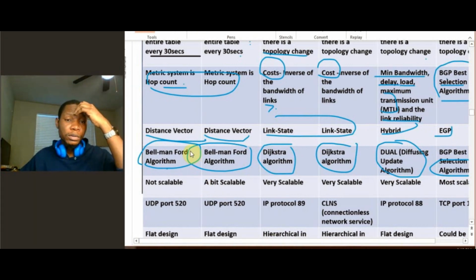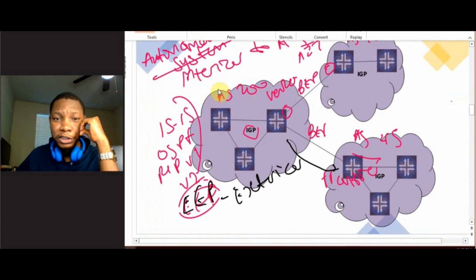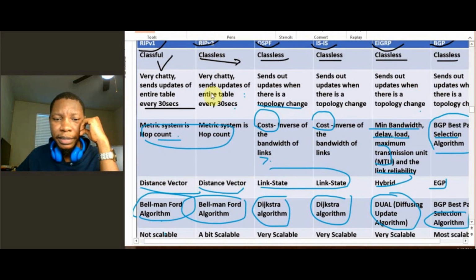Now, all these protocols, RIP is not so scalable. RIP version 2 was an enhancement of RIP version 1, so it was a bit scalable, but it's not really that scalable. OSPF is very scalable, especially within an AS, as an IGP. It's very hierarchical in nature.